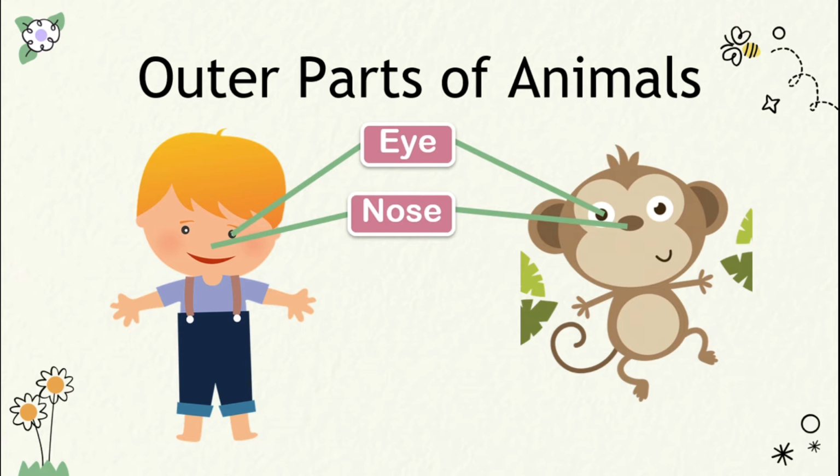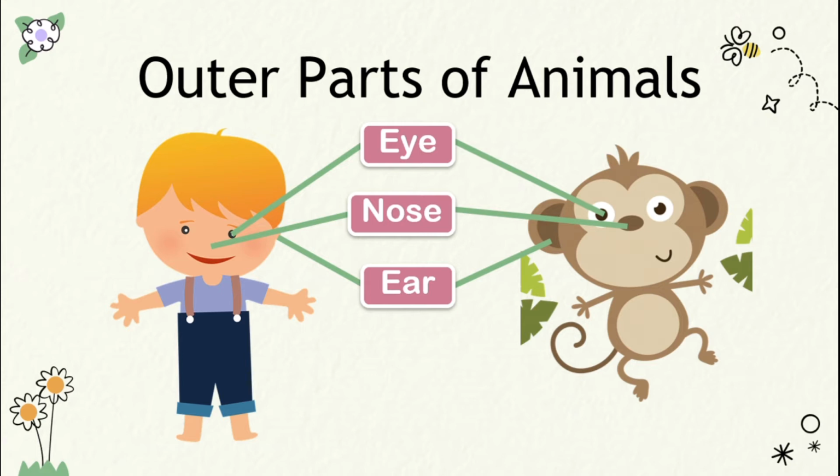And the next one is ear. The two outer parts that are on two sides of our head, that is ear. Ears are used for hearing any sound around us, both in humans and animals.